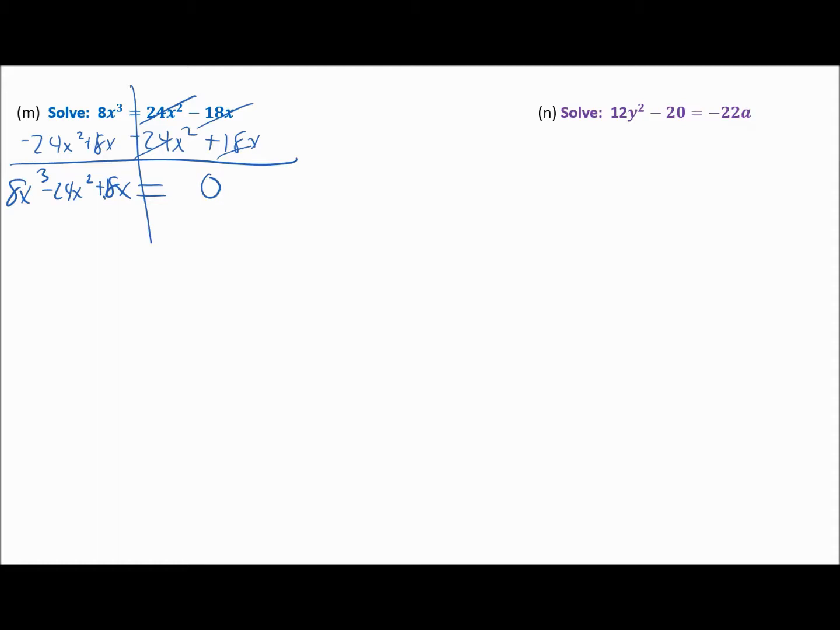And when you factor, you should always look for a greatest common factor first, and 8x to the third minus 24x squared plus 18x does have a common factor of 2. I think that's the biggest thing that I see there. So if a 2 and an x, so 2x comes out, that's going to leave me with 4x squared minus 12x plus 9 equals 0.